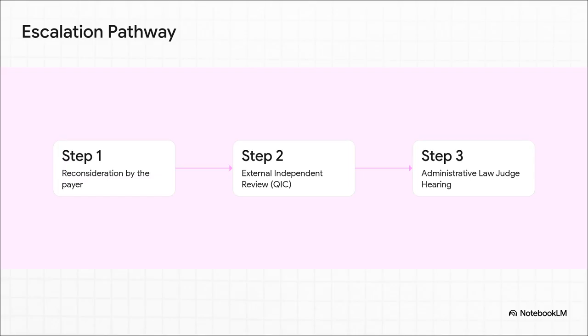Step 1 is the initial reconsideration, which is essentially just asking the payer to take a second look. Now, if they refuse, we escalate to Step 2, an external independent review, which is often handled by a qualified independent contractor, or QIC.